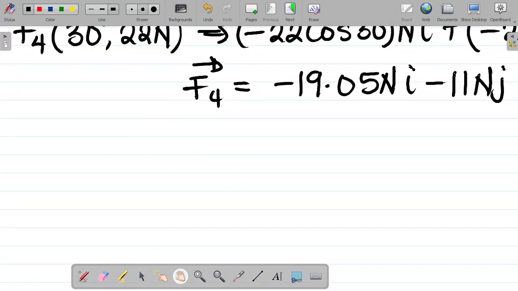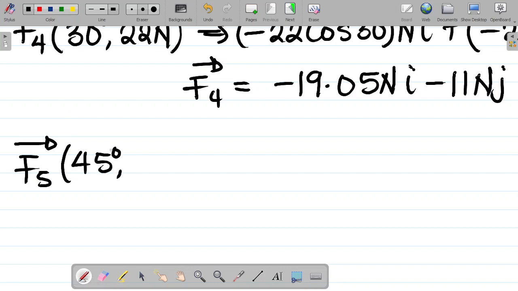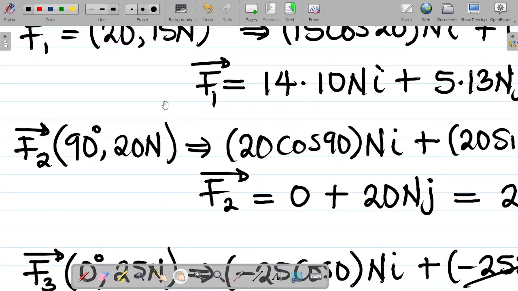One final one. Let's now do for F5. Right, so I have F5. The F5 value given here is 45 degrees and 28 Newton. Now let's go resolve this. Let's resolve this. What do we have? 45 degrees, 28 Newton.